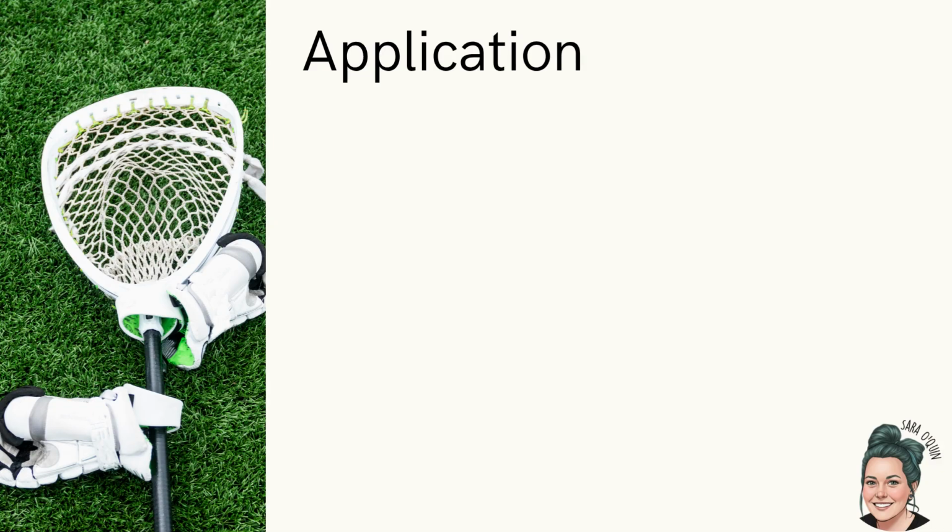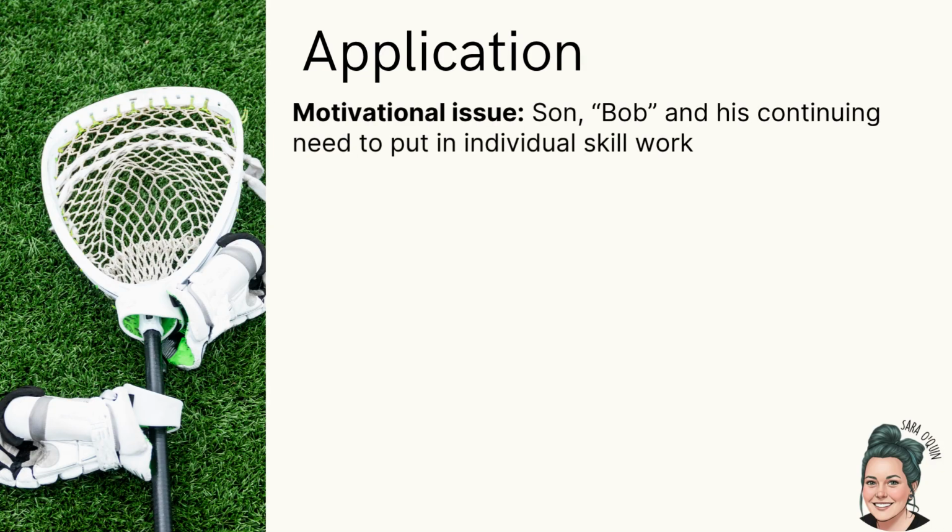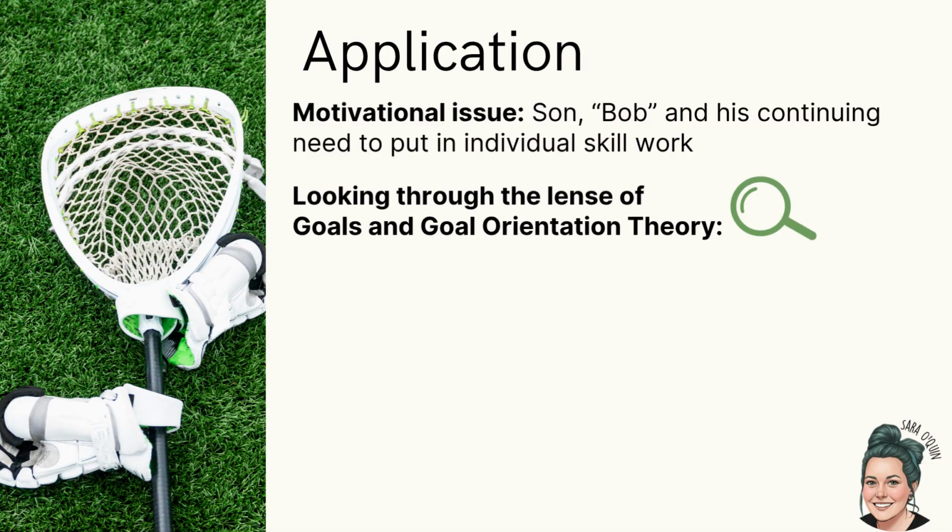Example time, and it's me again. We're back here with Bob and his continuing issue of putting in individual skill work for lacrosse. While we found previous success for this issue when applying the expectancy value theory, I wanted to look at the issue as it is ongoing through the lens of goals and goal orientation theory.